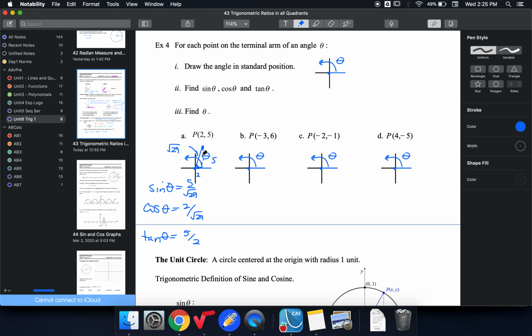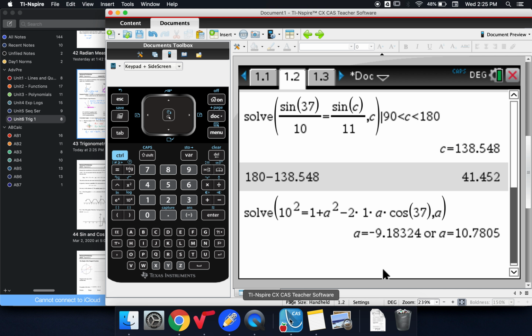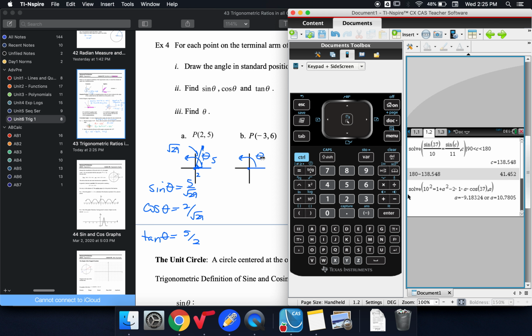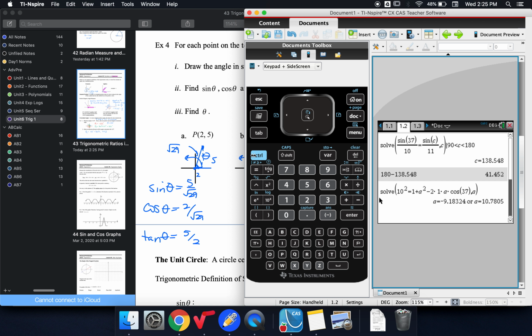And then I want to find the angle. I can pick any of these to help me find the angle, and I can use the inverse trig function to find it. So I'm going to tuck this in a bit here. Okay, maybe that's a bit too small.